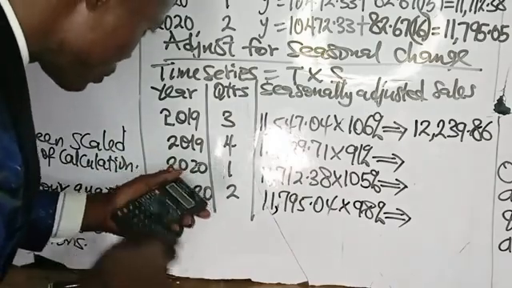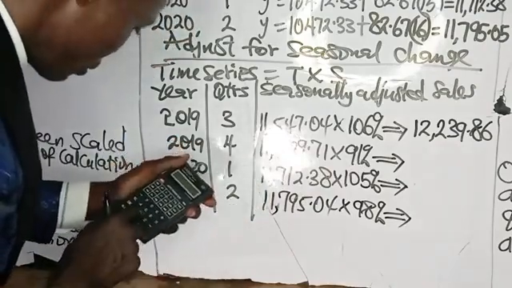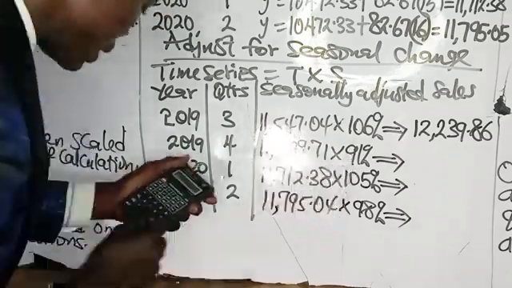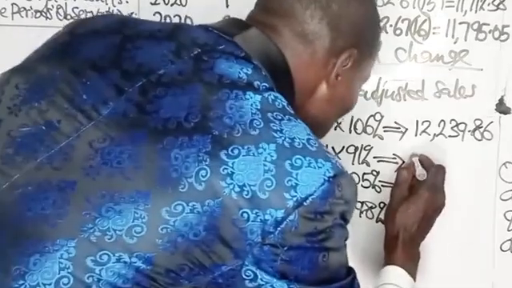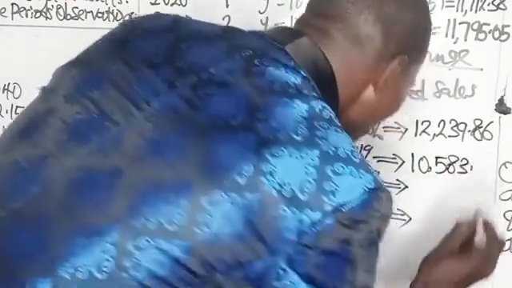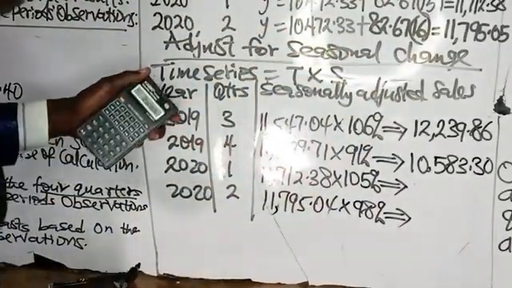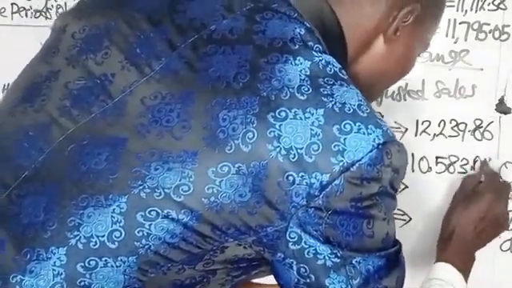Then this one, 11,629.71 times 91%. That's 91 divided by 100. So you have 10,583.03, approximately 10,583.04.